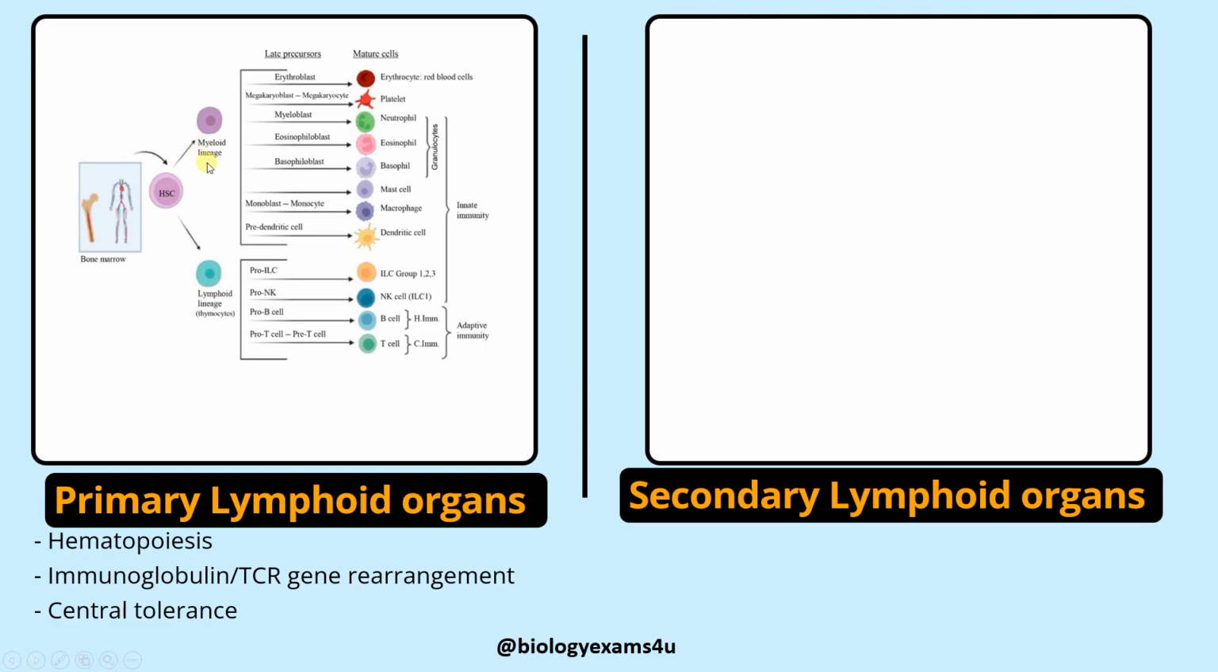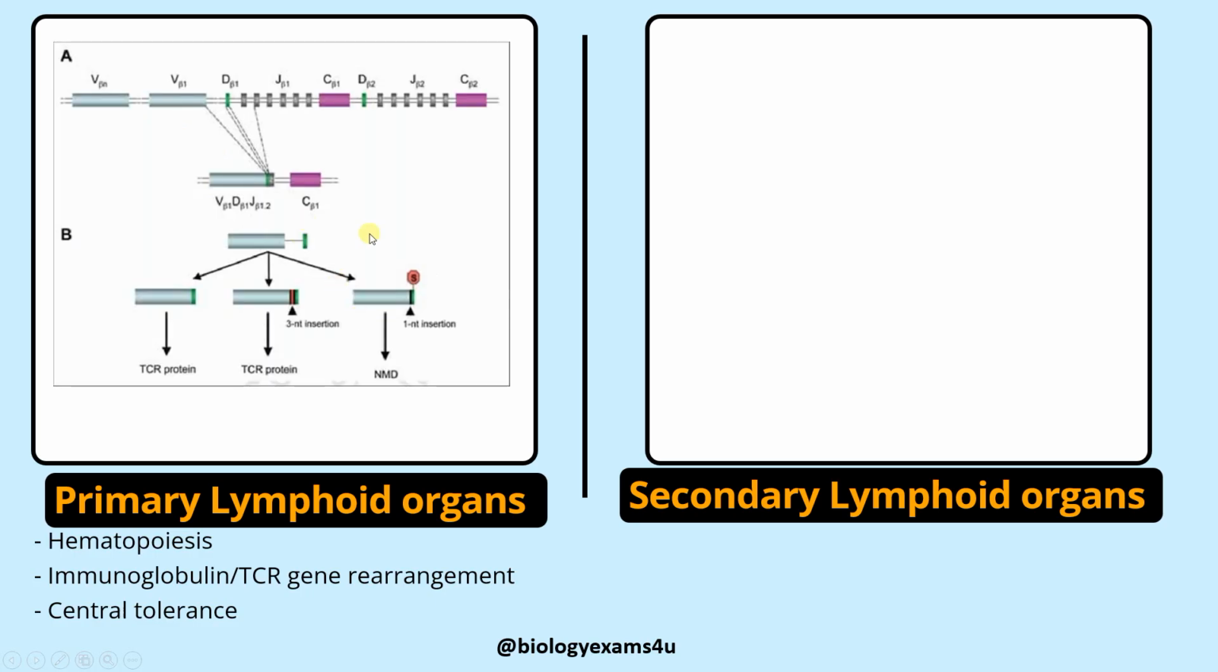This takes place in bone marrow, both lymphocytes and other blood cells. The second function is immunoglobulin and TCR gene rearrangement. So that happens, these B cell precursors undergo a VDJ rearrangement or recombination to generate diverse B cell receptors that are specific against epitopes of different antigens.